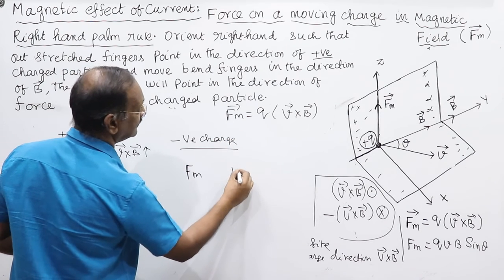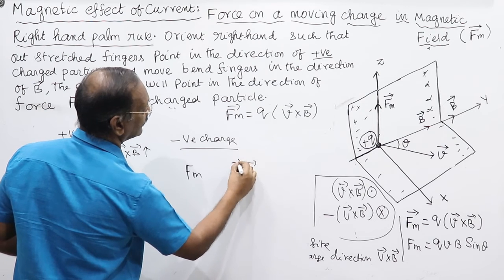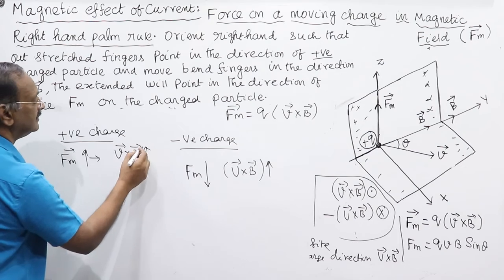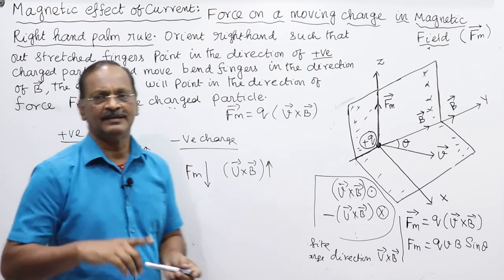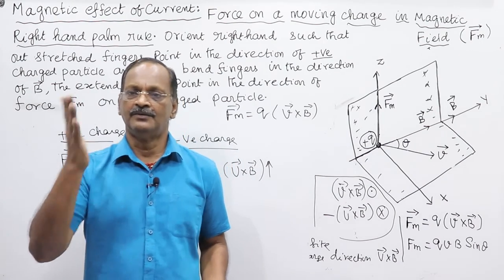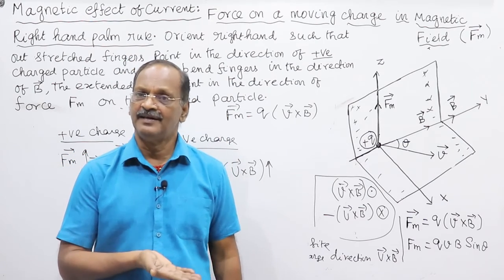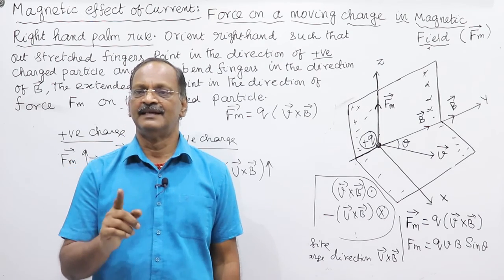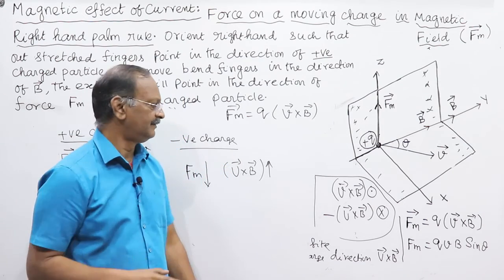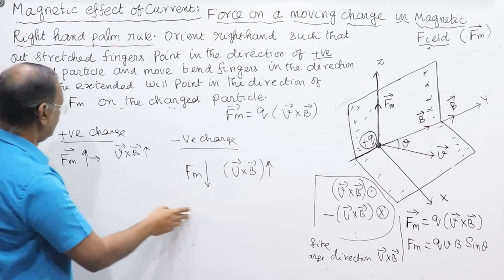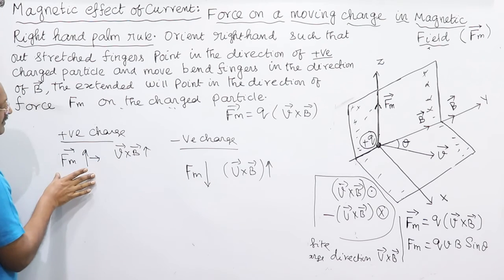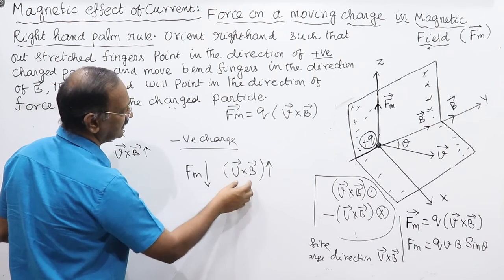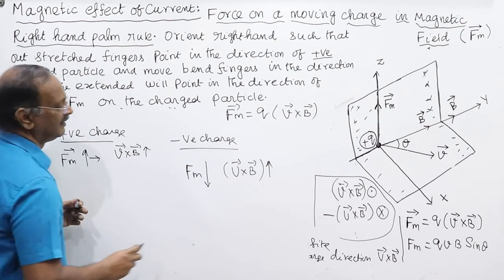Fm, see, if the vector V cross B is in this direction, then Fm will be exactly opposite. The only difference is this: whether it is a negative or positive charge, you go with the right hand palm rule. First find out V cross B. If it is a positive charge, the direction is the same as V cross B. If it is a negative charge, just reverse the direction. Find out this direction and reverse it, and that gives the direction of the magnetic force.